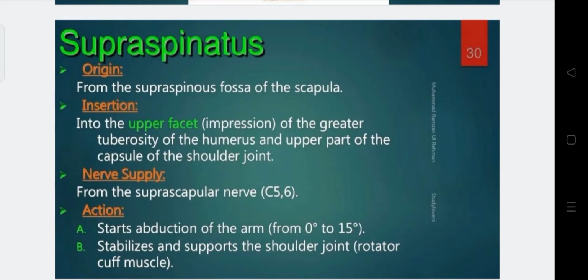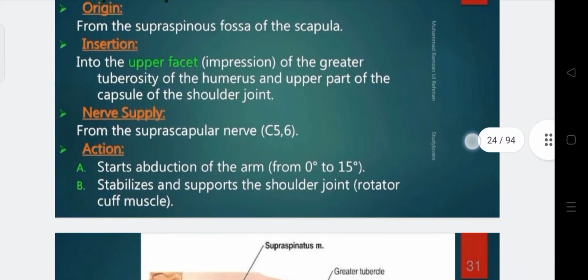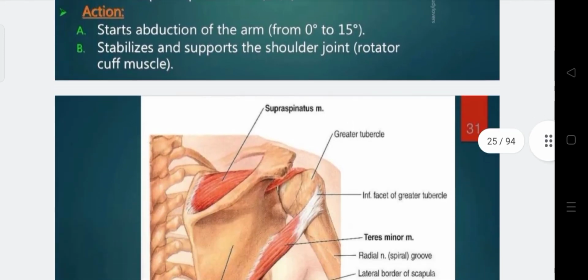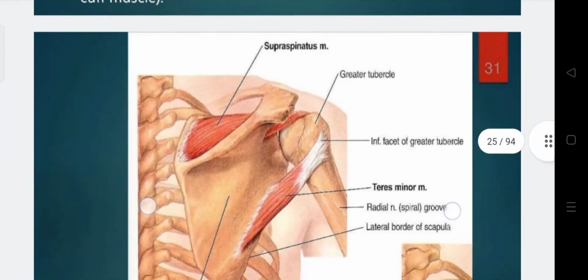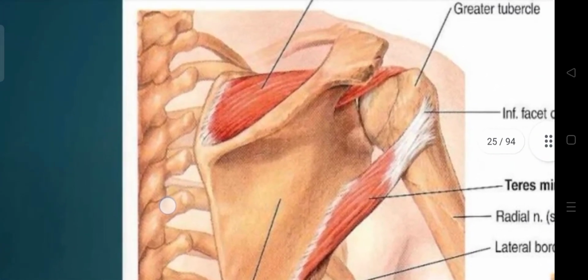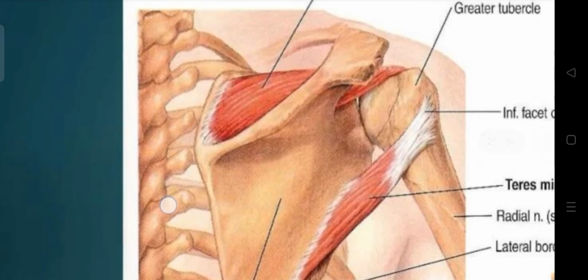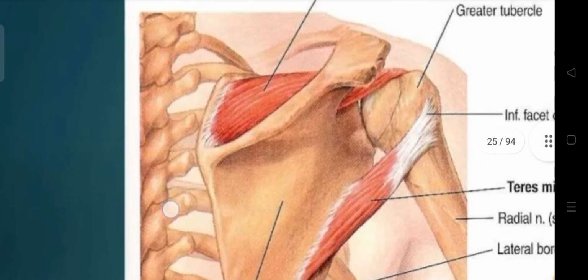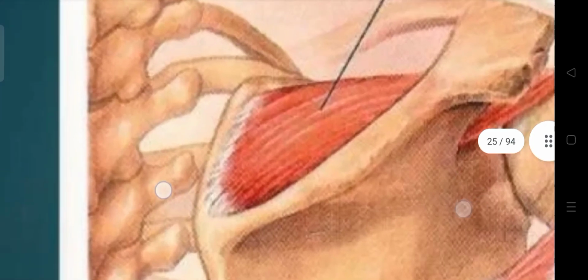now we have two muscles, supraspinatus and infraspinatus. First of all, supraspinatus arises from the supraspinous fossa of the scapula and is inserted into the upper facet of the greater tuberosity of the humerus and the upper part of the capsule. Above the spine there is a fossa, which is the supraspinous fossa. Below there is the infraspinous fossa, and this is in the zoomed-up view.